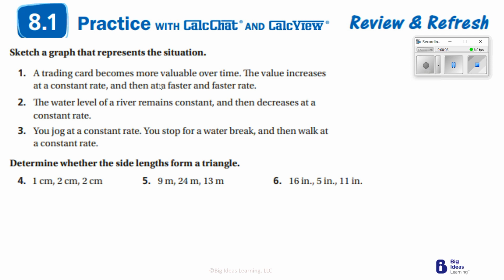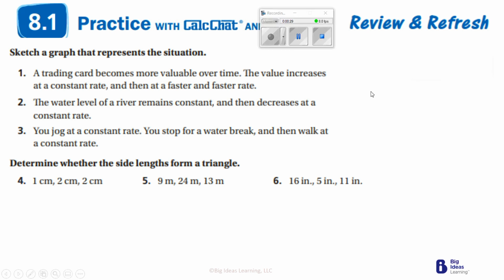Says sketching a graph that represents a situation. Well, a trading card becomes more valuable over time. The value increases at a constant rate and then at a faster rate and faster rate, which tells me that it's going to go up and then the slope is going to curve up higher and higher and higher. That's exactly what we're getting. It's going up and it curves higher and higher and higher.